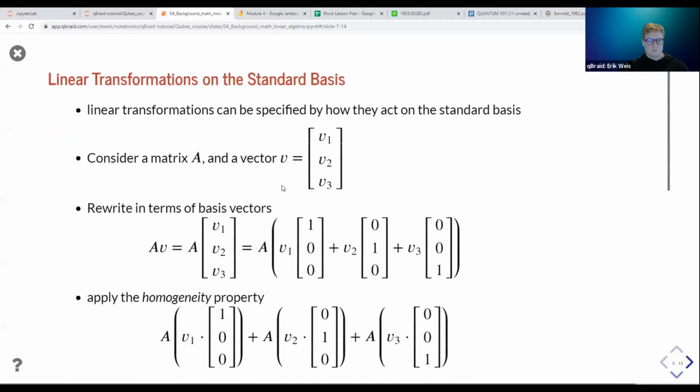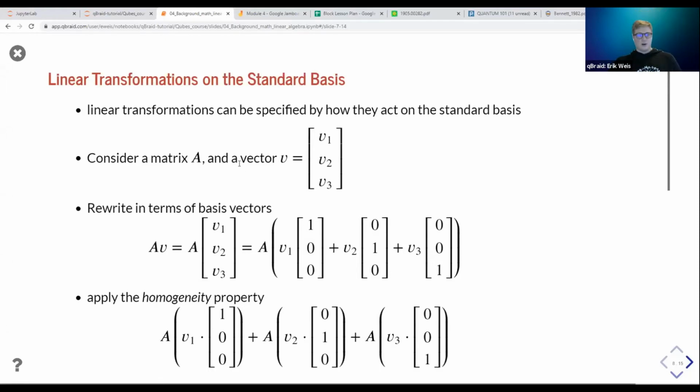Okay, so the most important thing that I'll talk about here today in this talk is linear transformations on the standard basis. The idea is that we'll be able to represent a linear transformation by its effect on each of the basis states individually. So we're going to use the three-dimensional case as an example to show how this works, but it works in any dimension, and we'll see how that works.